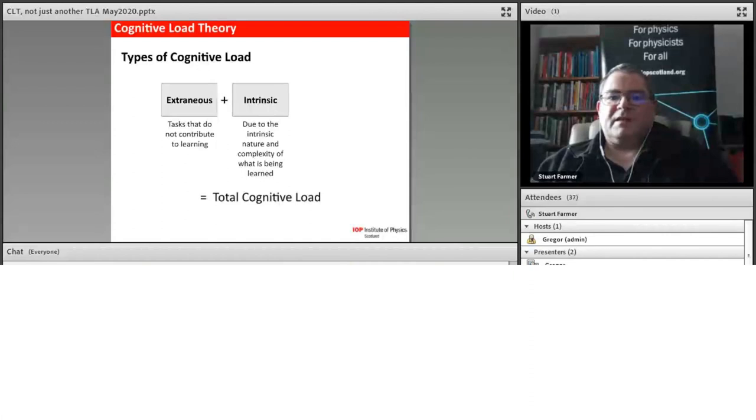Because if you remove the extraneous cognitive load and make the learner focus on the intrinsic cognitive load, there was a kind of get-out clause: if they didn't learn it effectively, that's just because it was too difficult to construct the schema. So essentially what they've done is lump all of that together, so that the process of learning something is the intrinsic cognitive load.